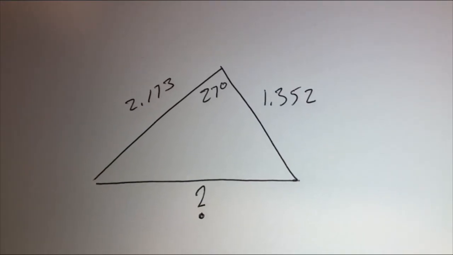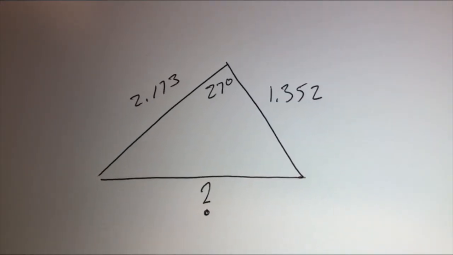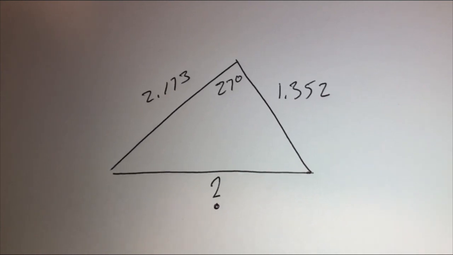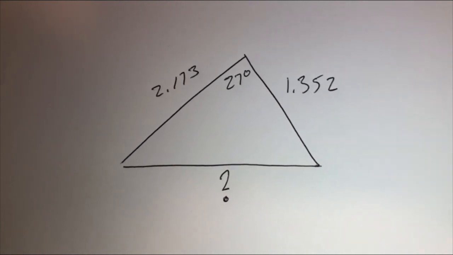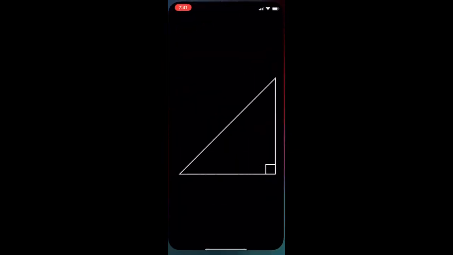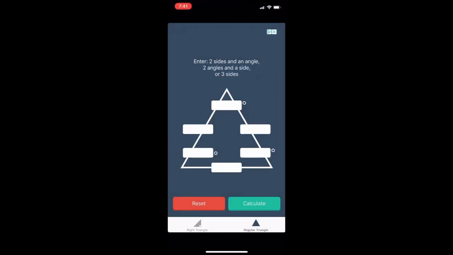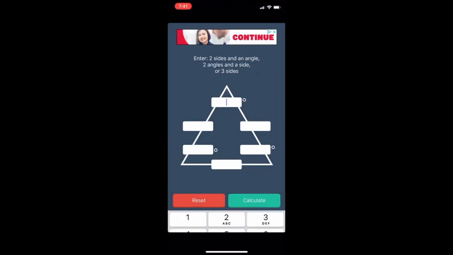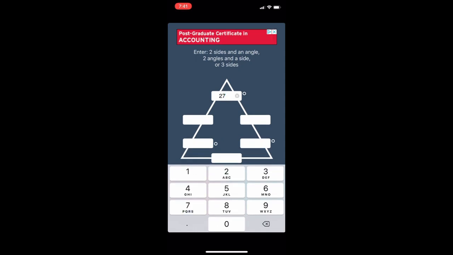Here's an example of a question that works really well with the Trig Solver. It's a non-right angle triangle. Let's type it in and see how it comes out. We open our app, switch over to non-right angle triangle, and then we start typing in our variables. Once we have 3 typed in, we hit calculate, and all of the other variables pop up that we're missing.